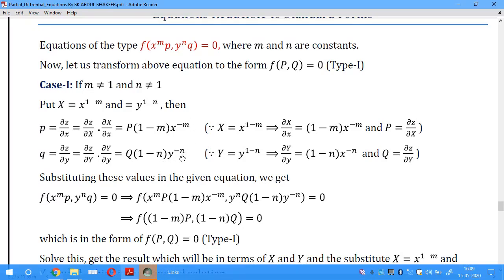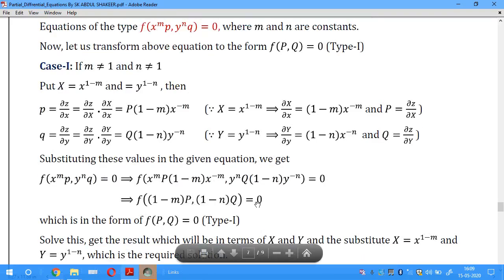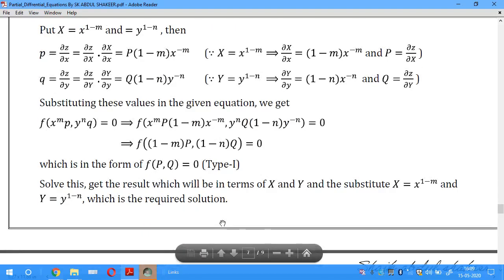Now substituting these values in the given non-linear partial differential equation, it will be transformed to the form f(p, q) = 0, that is f(P, Q) = 0, that is type 1. We have already solved type 1, thus the problem is solved and we will get the solution. At the end of the solution, don't forget to replace capital X as x^(1−m) and capital Y as y^(1−n).